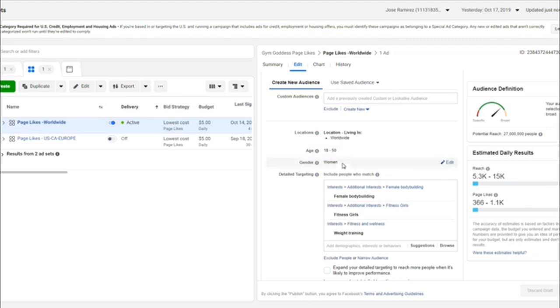So you can see that our gender targeting was women, and that's because of our niche, our fitness page. We were targeting women who like to go to the gym, work out and lift weights. Initially, what we wanted to do is to have at least 90% of the people who like our page to be females, because that is our target niche. And this truly depends on the type of page that you have.